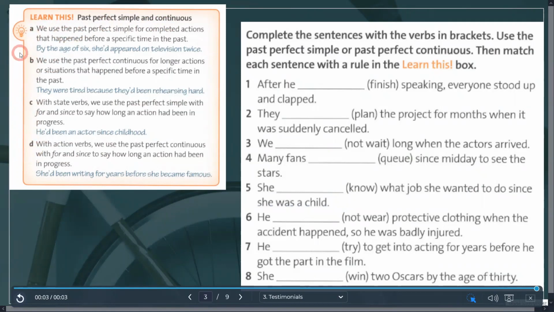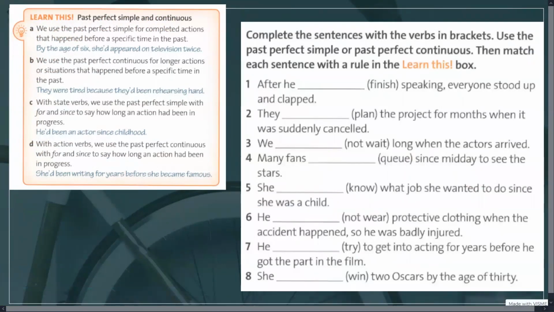The first one is that we use the past perfect simple for completed actions that happened before a specific time in the past. This is called sort of the double past, in Croatian dupla prošlost. It means that past perfect always talks about things that happened twice in the past, before another thing that happened in the past. Since this is sort of confusing, I presume for most of you, I will say it in Croatian as well.